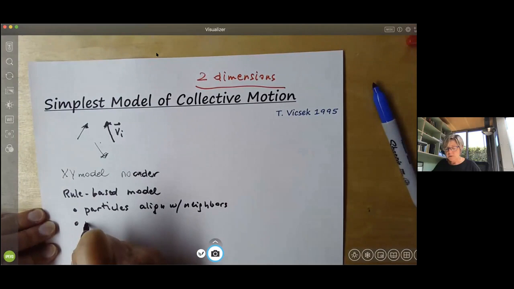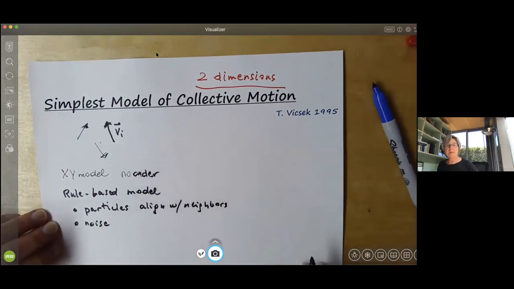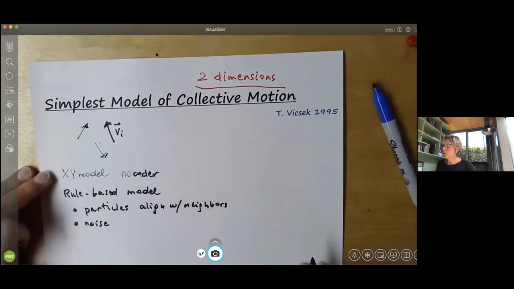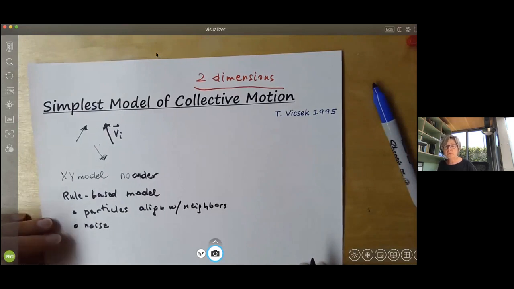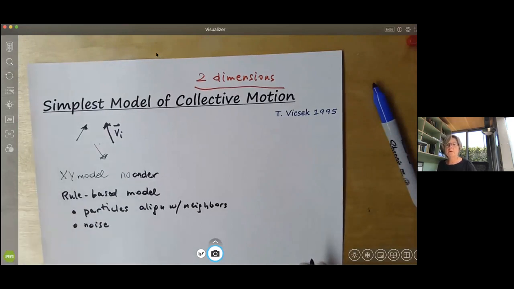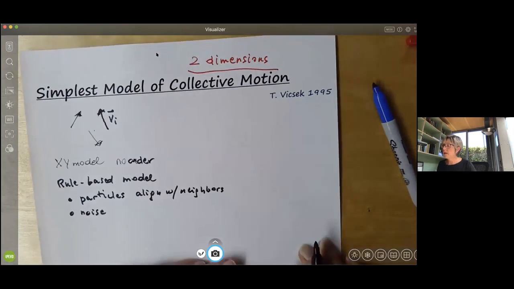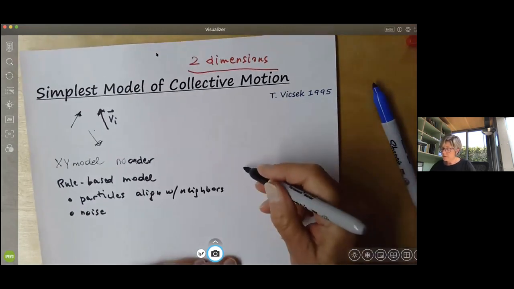But there is some noise. In the alignment, these particles make some mistakes. The result is that when the noise is sufficiently low, or the density of particles, and therefore the number of neighbors that each particle sees, is sufficiently high, you actually get a phase transition.